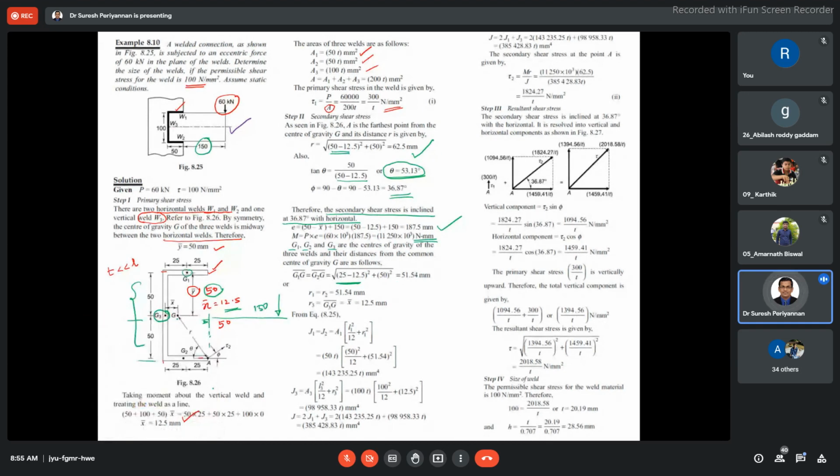Now, I'd like to take this. This is 50. My CG is here. Then GG1 or GG2: GG1 is this, GG2 is this one. Now what is the distance? This is given as 12.5. What is the distance? Sorry, I have made a small mistake.